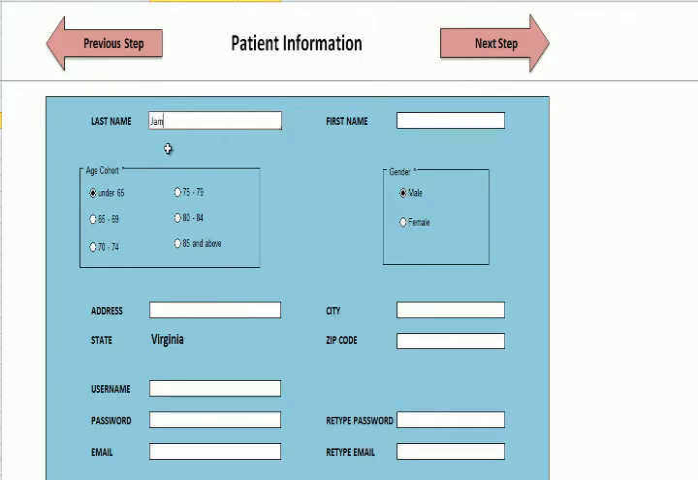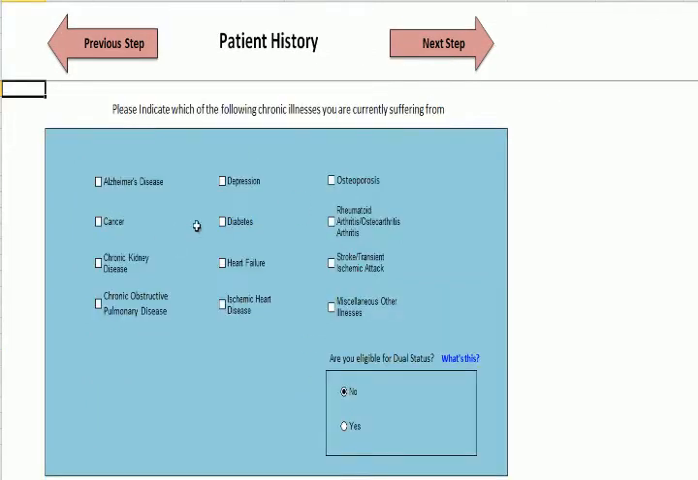First, we have the patient information page where the patient is asked to fill out general information, just their name, their age, and their gender. We'll note that the state has been set static to Virginia, as this decision tool is only focusing on Virginia-based coverage plans. Moving on, we see the patient history page where the patient is asked to indicate which of the following chronic illnesses they're currently suffering from. For the sake of this example, we will choose cancer, diabetes, and miscellaneous other illnesses.